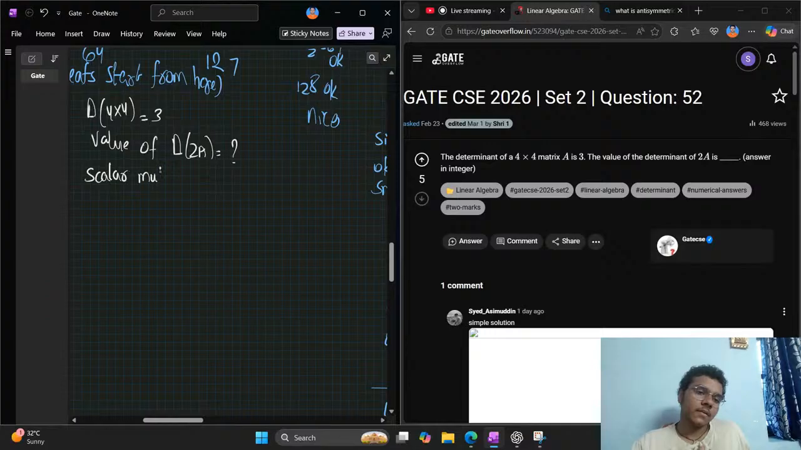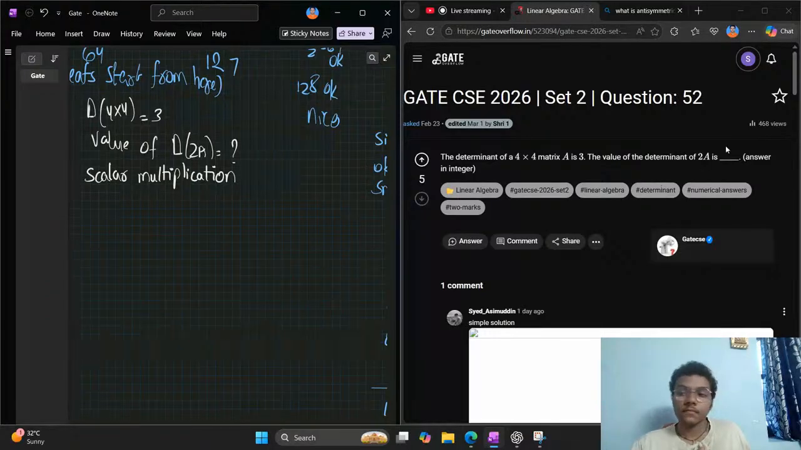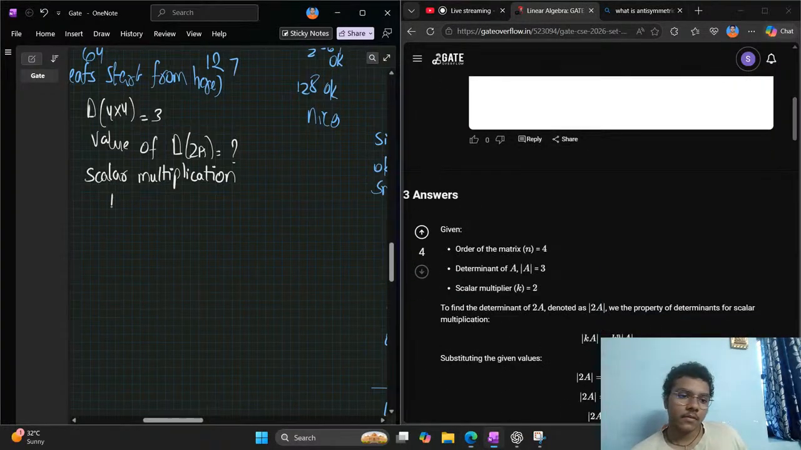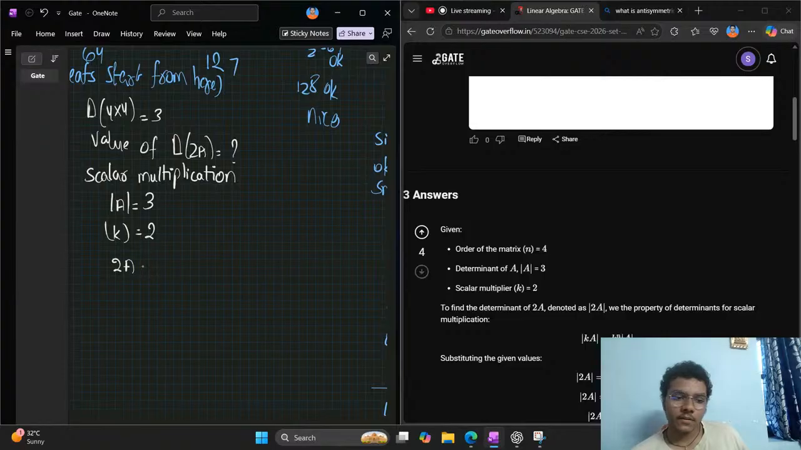Scalar multiplication. Transformation is equal to 3, so K is equal to 2. 2A is equal to KA, which is K power N times A, where the order N is equal to 4. So that is how much it transforms.